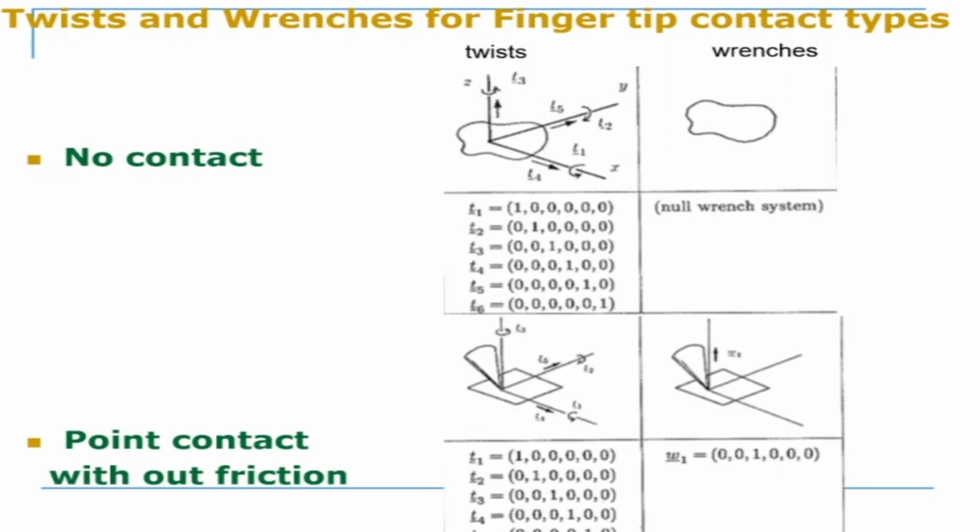That means when there is no contact, we can have twists, which basically mean that all these motions are possible. Okay, and there is no wrench. So there is no wrench. That means no force, and no force or moment can be applied because there is no contact.